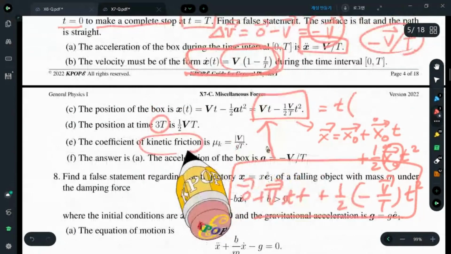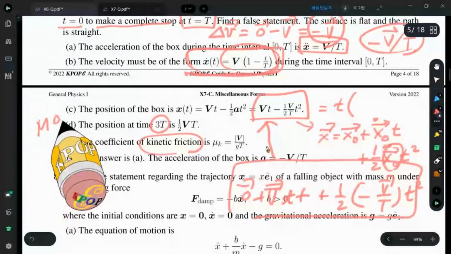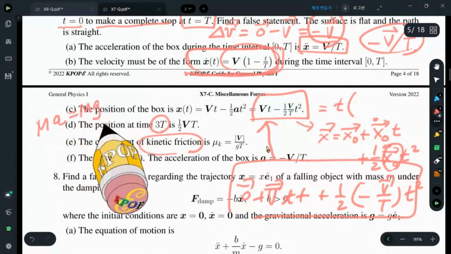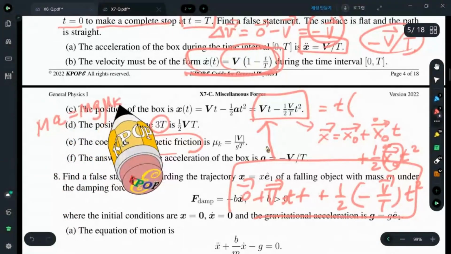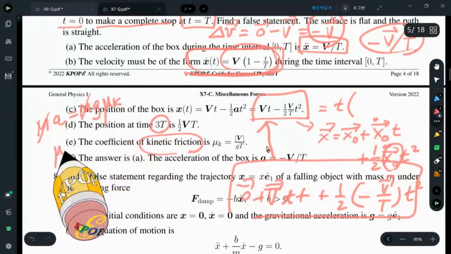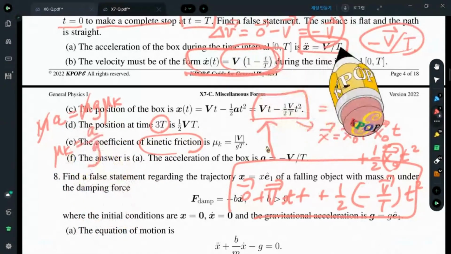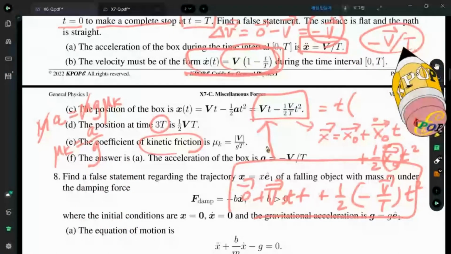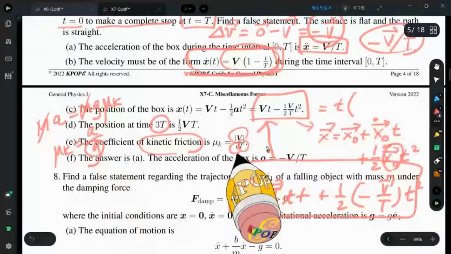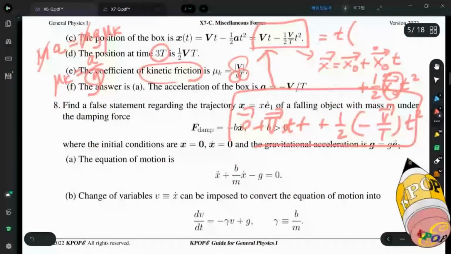Coefficient of kinetic friction, you'll find it is ma equals mg times the kinetic frictional coefficient. Then mass cancels, so mu k equals a over g. You find the magnitude of the acceleration, that is the magnitude of V over T, and you divide it by the gravitational acceleration g. Number A.